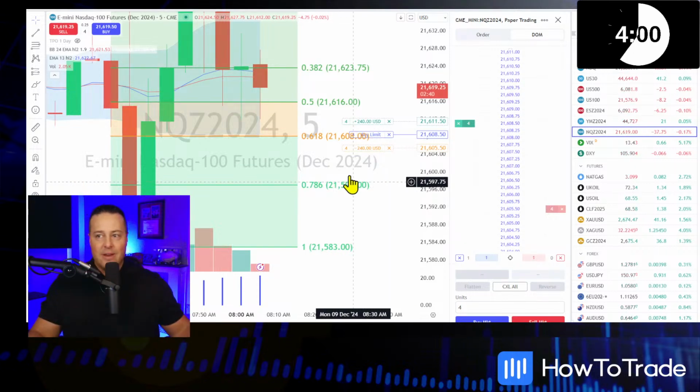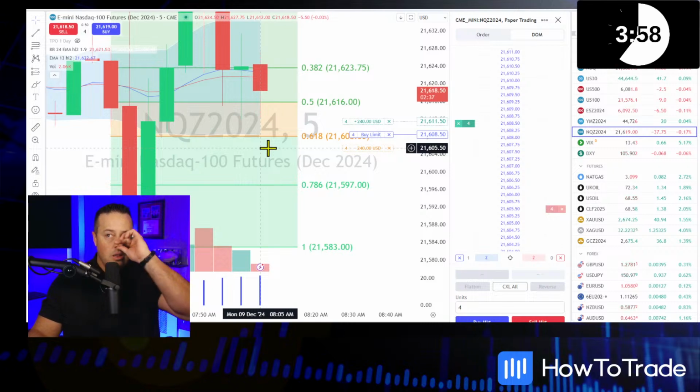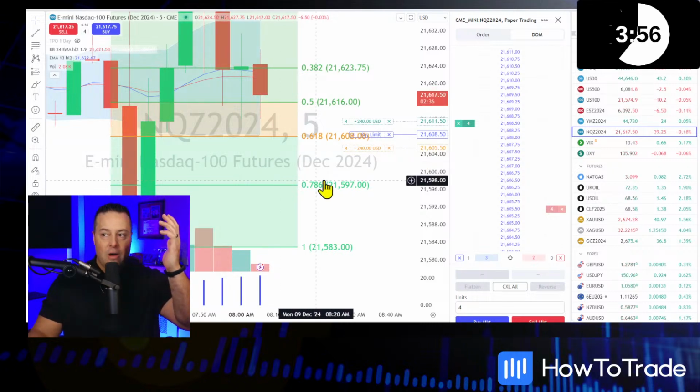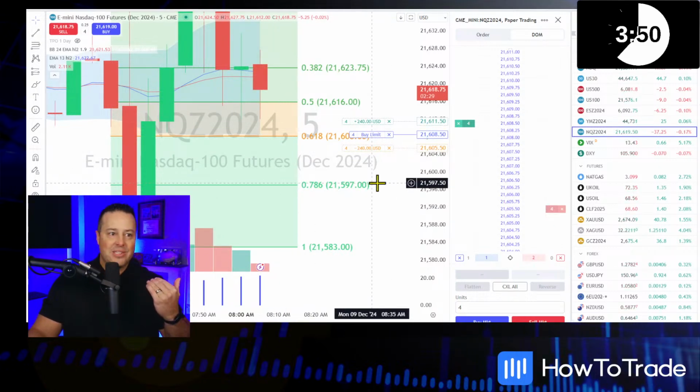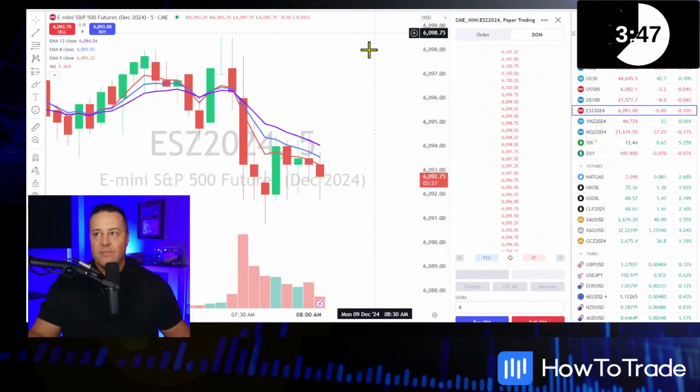So right there, you can see we almost just missed our entry. Our low is right there, 21,612. We're down there at 21,608.50. That's the one I want. Let's go ahead and see if we do get that in the next 2 minutes, 30 seconds. But we're running out of time. We got to see if we can make a trade.